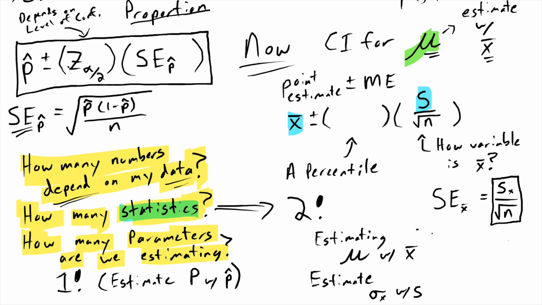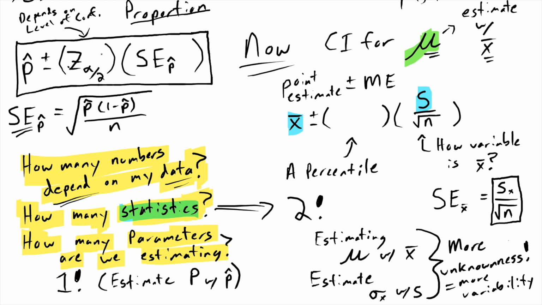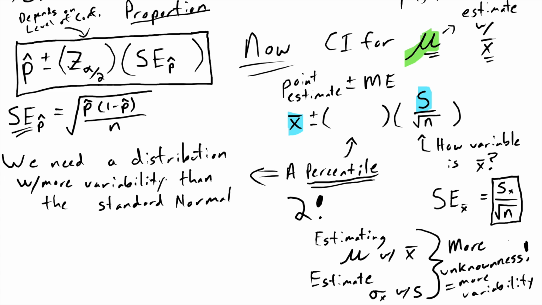That's kind of a big deal. There are twice as many statistics here, and what's easier to do, estimate one thing or estimate 2 things? There are more things that we don't know, more unknownness. I'm pretty sure this is not a word, but there's just more variability. This is a different type of situation. And so where did the z of alpha over 2 come from? That came from a standard normal distribution, and it turns out we are not going to use normal distributions for the percentile for our confidence interval for the population mean. We need a distribution with more variability than the standard normal distribution.